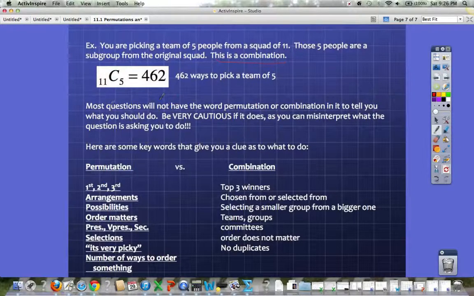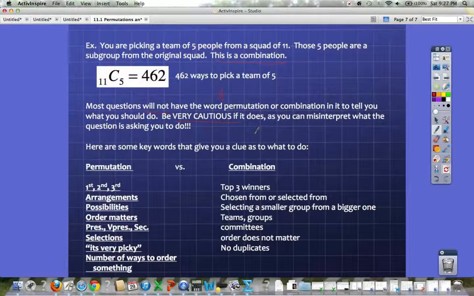Okay? Most questions will not, and I say that will not, have the word permutation or combination in it to tell you what you should do. Be very cautious if it does, as they like to put that in there to see if you'll jump on it without really looking at the question and see what they want. Be cautious with it because you can misinterpret what the question is really asking you to do. So just a note of warning, be cautious of the wording and read very carefully.